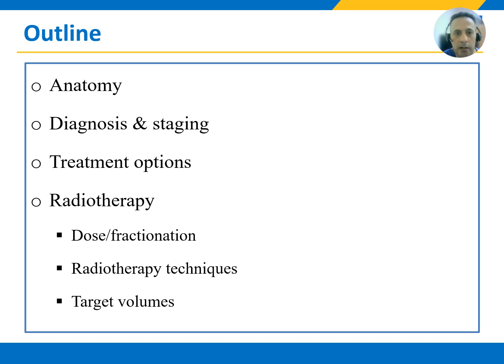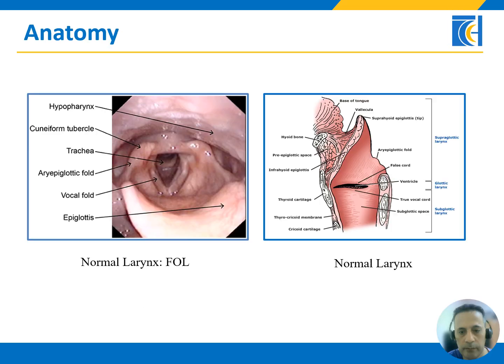schedules. Then I will describe the different radiotherapy techniques available and define the target volumes for radiation therapy. Then I will conclude. I will start with the normal anatomy of the larynx.